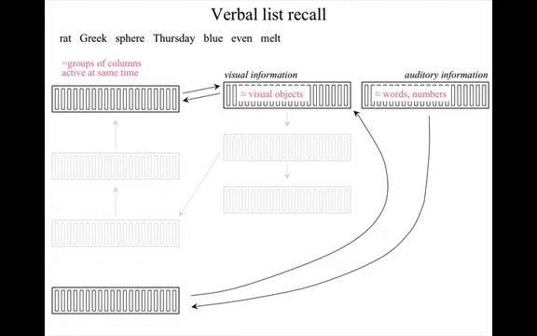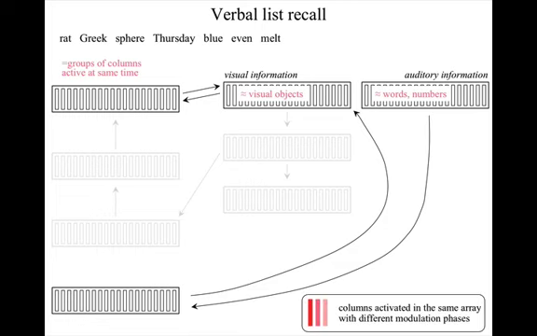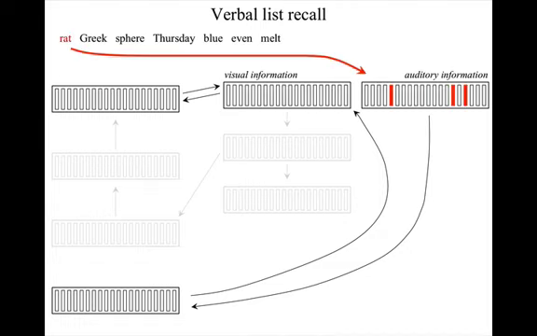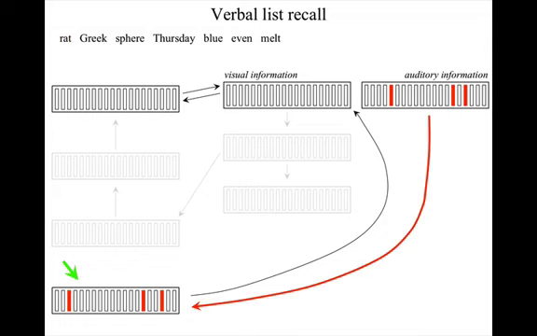For recall of lists of random words, we only need this smaller set of areas. And we'll use the convention once again of coloring columns in different shades of red to indicate detection of receptive fields at different phases of frequency modulation. So when the first word is heard, receptive fields are directly detected in the auditory area. These detections drive activations of columns in the second area, with receptive fields defined by combinations of auditory fields that have often been active at the same time in the past.